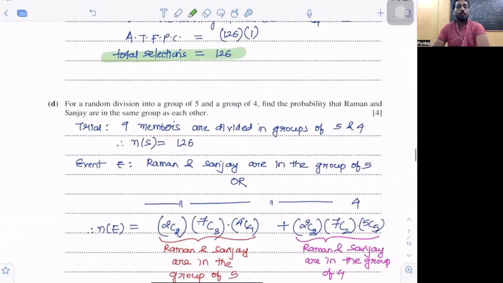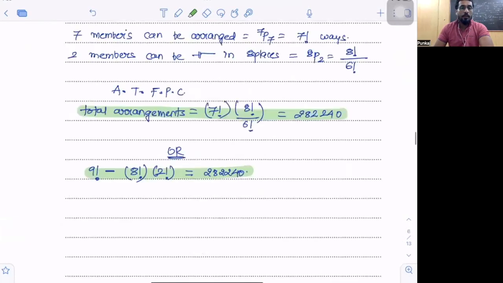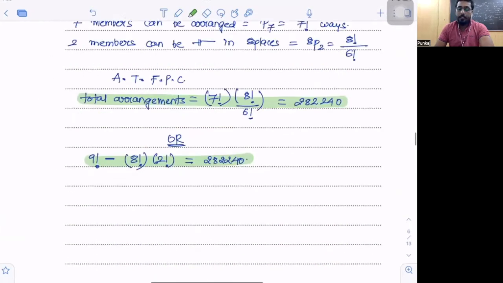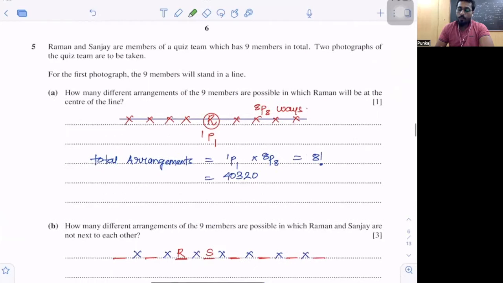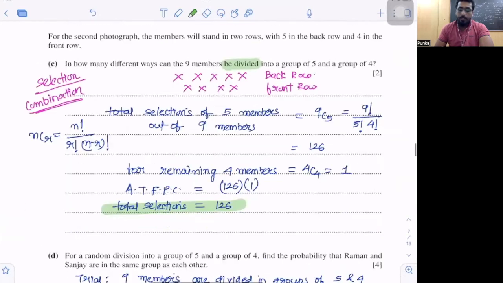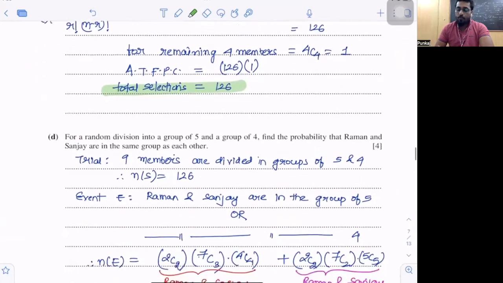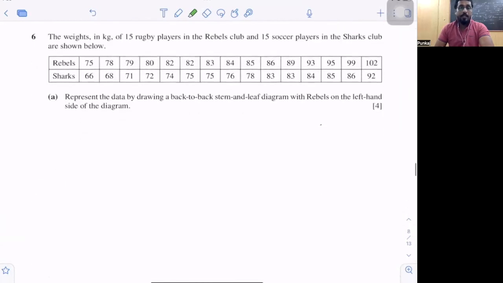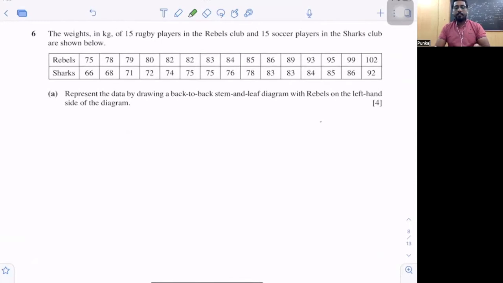Fine, students. So that was your question number 5, right? Part A and part B were for 1 plus 3, that's 4 marks. Then part C for 2 marks, that's 6 and 4, that's 10 marks. So permutation and combination, students, 10 marks. Now the next question is from the topic of, as you can easily understand, representation of data.